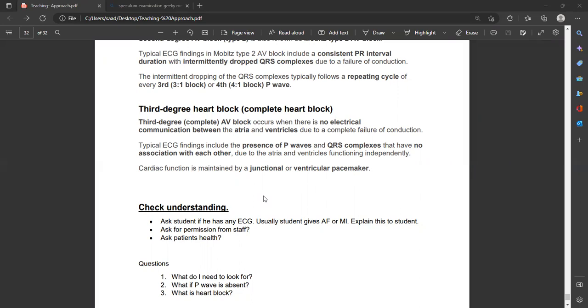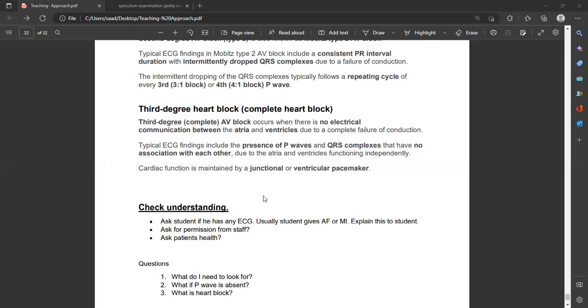And then you start teaching again rate, rhythm, axis and heart blocks on the ECG that is given by the student. And in another scenario, in the half time, the student will give you the ECG. Now, if you ask the student, do you have any ECG? He will give you ECG of atrial fibrillation and or MI. So you are a doctor.